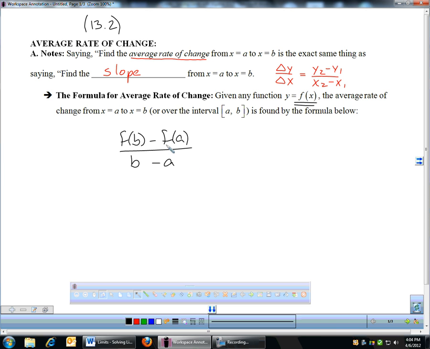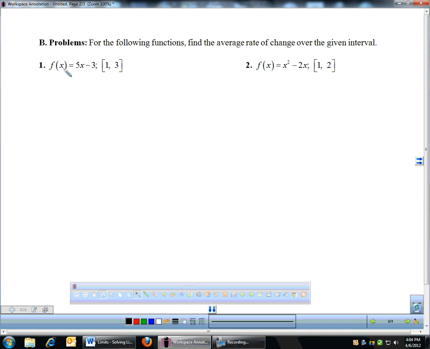Or, if you remember with slope, it really didn't matter if you did y2 minus y1 or y1 minus y2. Just whatever you started with on top, you have to start with on bottom. We could flip this to f of a minus f of b over a minus b. Both of those will give you the exact same answer, and that is how you find the average rate of change, those two formulas. You need to know those formulas. And there are 4 problems down here, and we'll knock these out real quick.